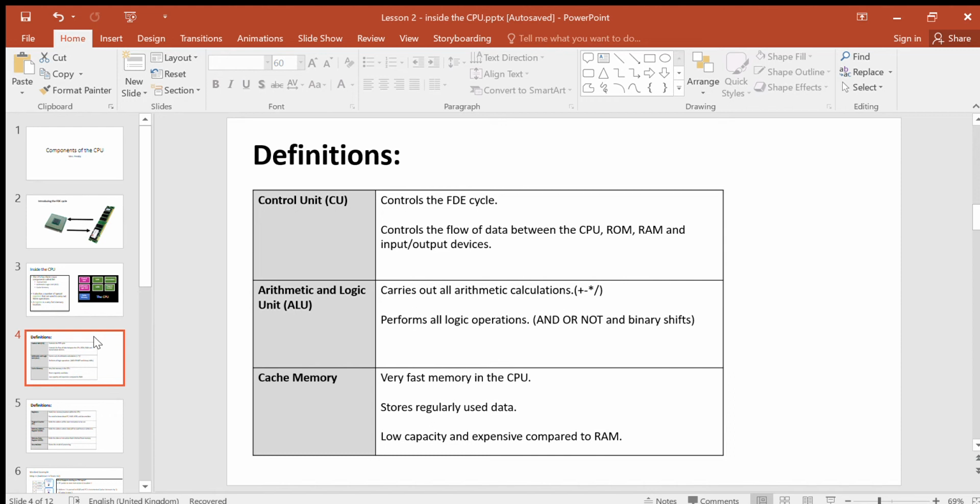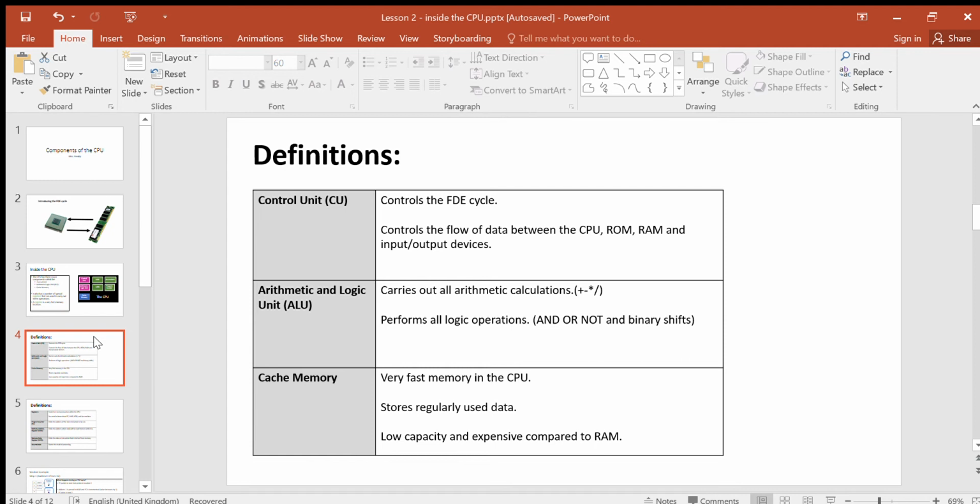On this page we're going to look at the control unit, arithmetic and logic unit, and cache memory. The control unit does what it says on the tin. It's in control of the FDE cycle. It's also in control of the flow of data between the CPU and then ROM and RAM and the input and output devices.